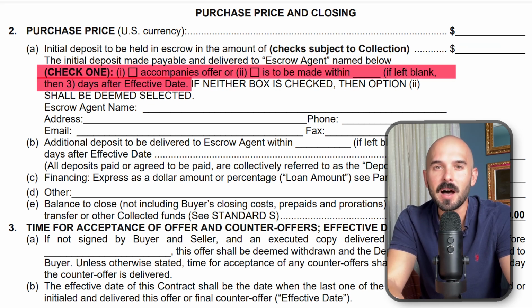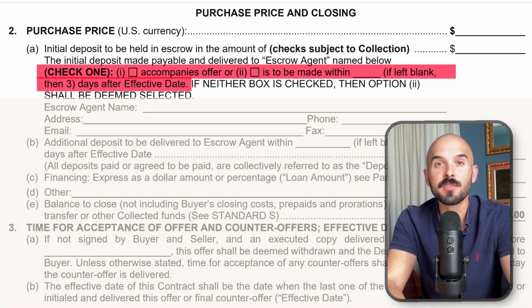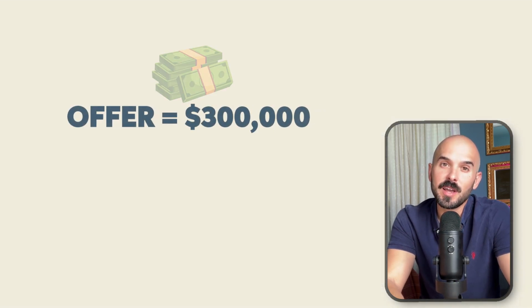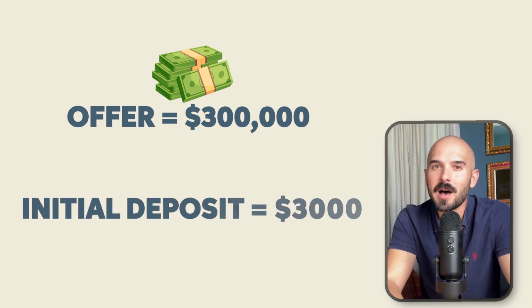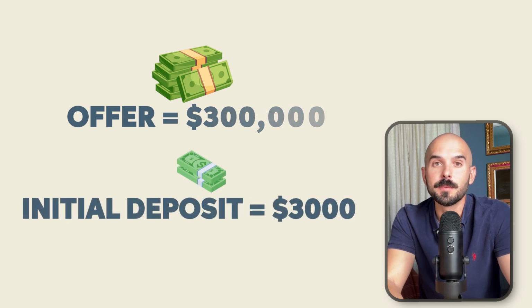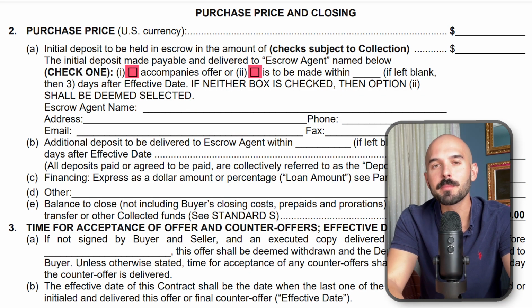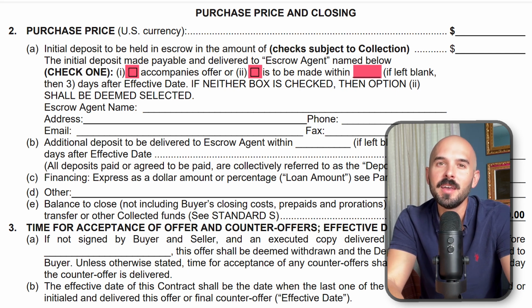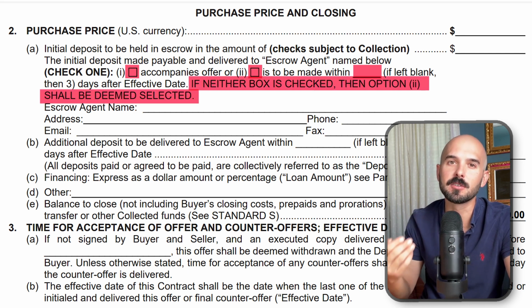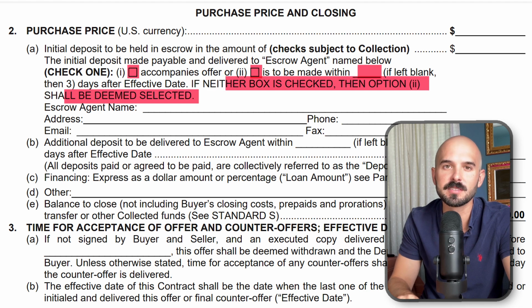Specify if this deposit accompanies the offer or will be made within a few days. For example, if your offer is $300,000, the initial deposit might be $3,000. The contract will have checkboxes or spaces to indicate when the deposit will be made. This initial deposit shows the buyer's good faith and commitment to the purchase.